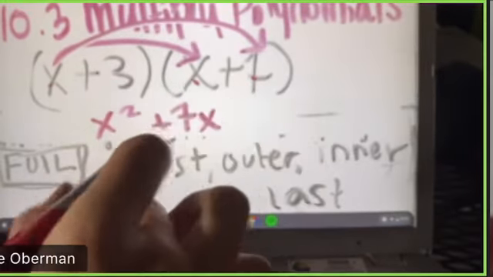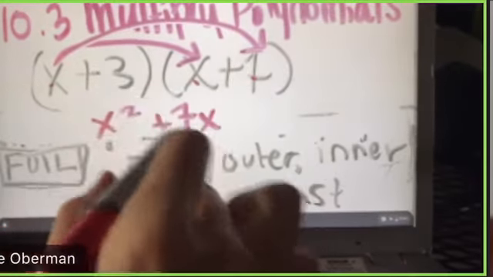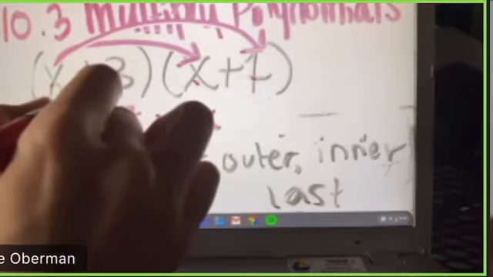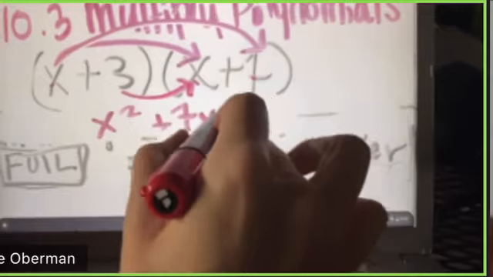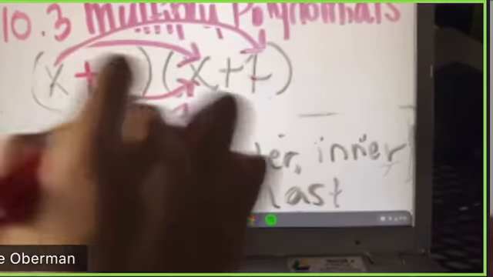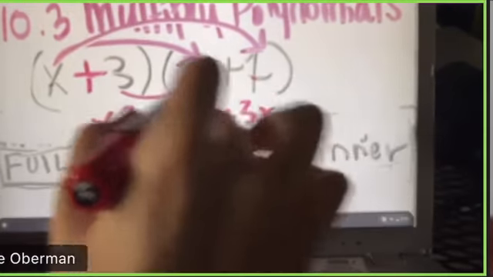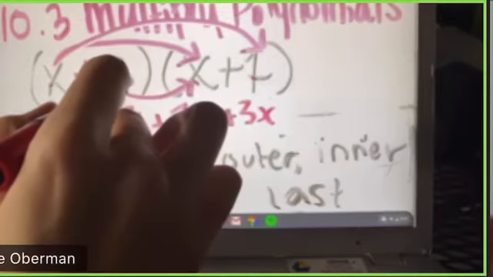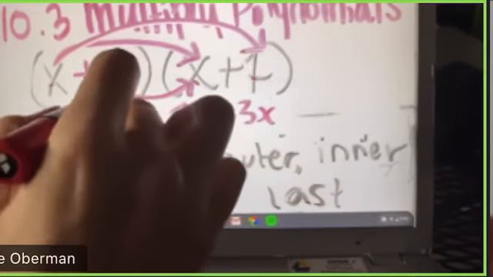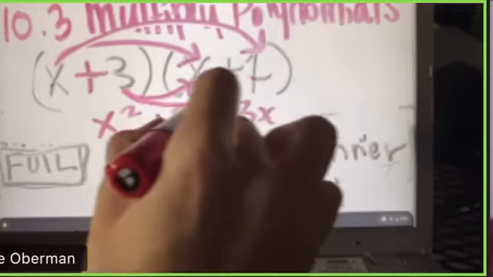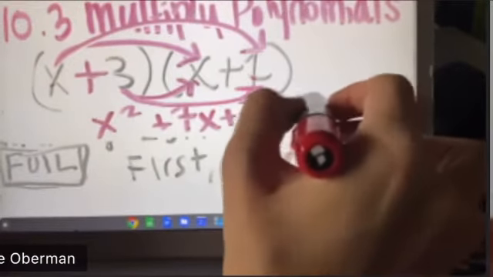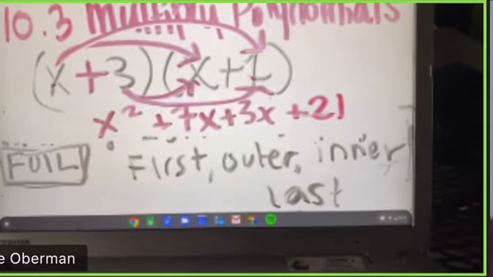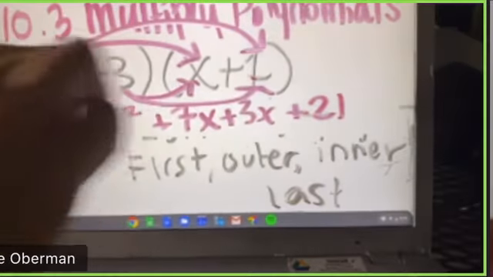And then you do inner. So inner is going to be, go back to here to the inner terms. Does that make sense? So then we have plus, so make sure you're looking at the signs, plus 3x. And then finally, not outer, last, which means you're going to take the two last terms, this 3 times 7 is 21. Okay, so we did first, outer, inner, last.